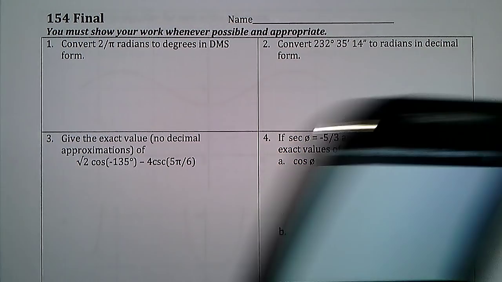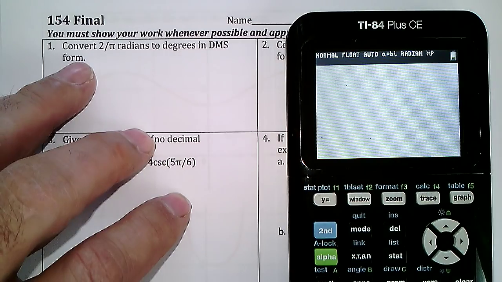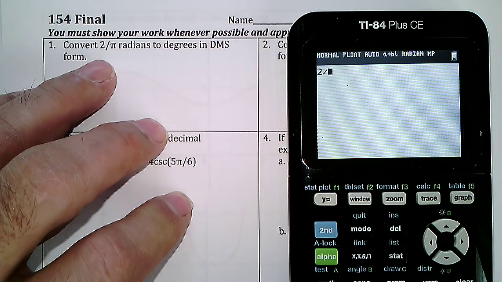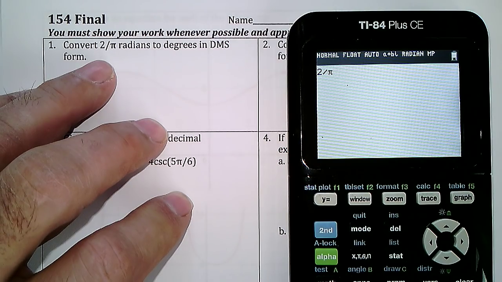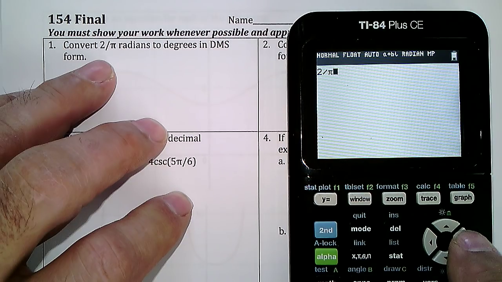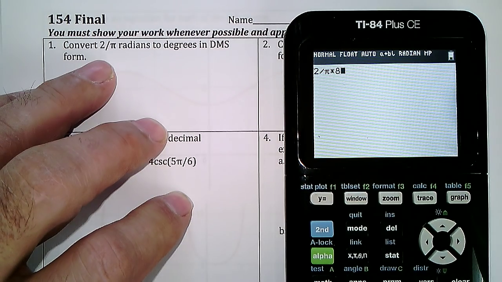Okay, let's go over the sample test for the 154 final. It says convert 2 divided by pi from radians to degrees. So to get the radians to cancel, we have to divide by pi and we have to multiply by 180. So times 180 divided by pi.